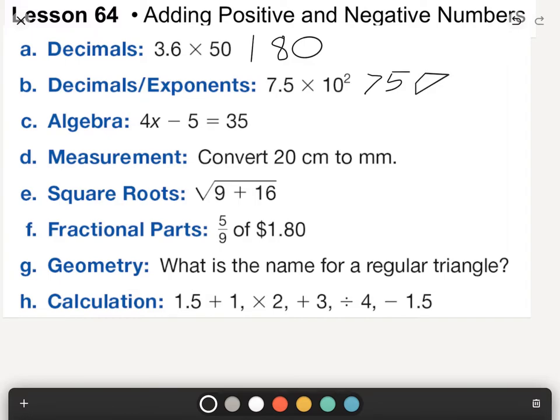Then 35 plus 5 is 40, divided by 4, is 10. How convenient, X equals 10. Yeah, you mentioned that. Coincidence. Or is it?